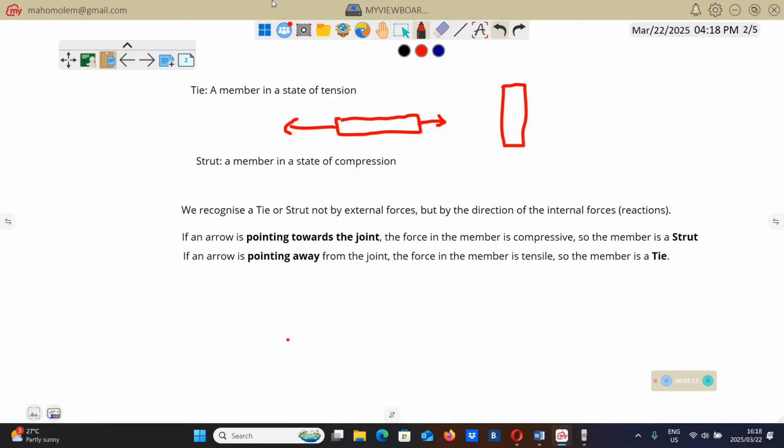So any member under tension or under stretch, or anything in that state of tension, we're going to call it a tie. So this thing can be a rod, it can be a pen when you take a pen, or it can be an elastic band when you take an elastic band and stretch it. So that thing will be under tension. So anything under tension, we're going to call it a tie. It doesn't have to be horizontal, it can be something like this. You are going to have a tie there.